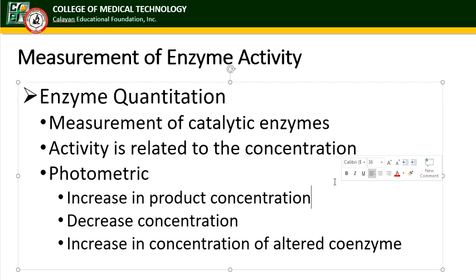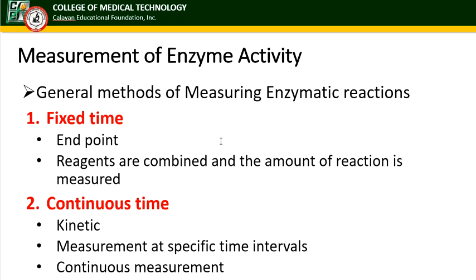So, sa intensity kasi photometric. So, increase in product concentration, decrease in substrate concentration, and increase in concentration of altered enzymes. So, yan yung mga pwedeng maging reactions. Pero photometric, so sa intensity ng color yung ating mine-measure. So, meron tayong dalawang type ng measurement, either fixed or continuous.